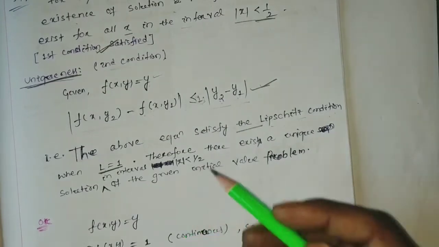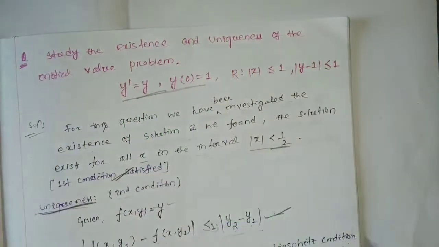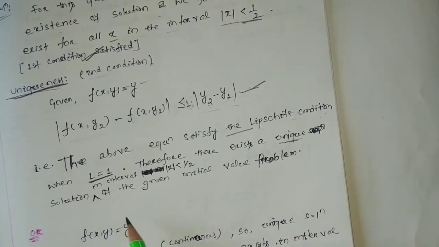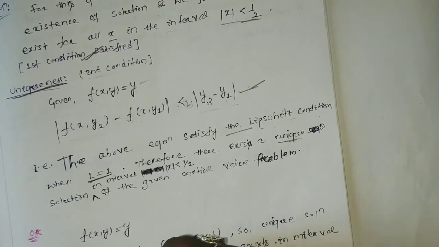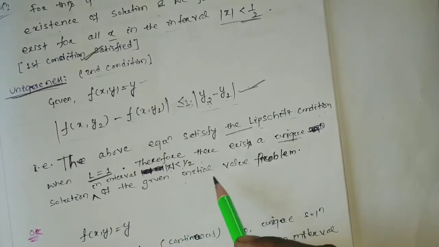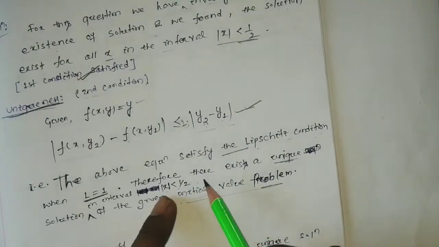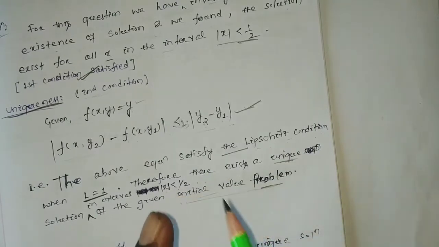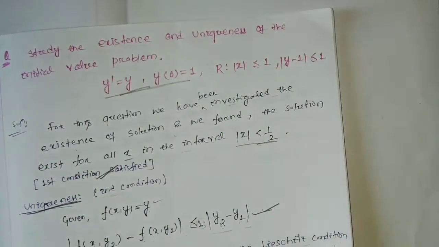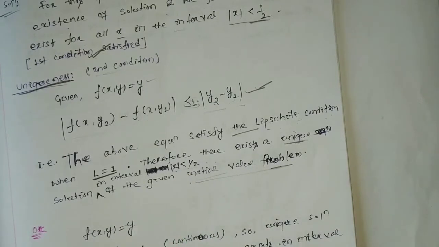Therefore we can say that for this initial value problem, a unique solution exists. That means a single solution exists in the interval |x| < 1/2 of the given initial value problem. This confirms that for this initial value problem one unique solution exists in the interval |x| < 1/2.